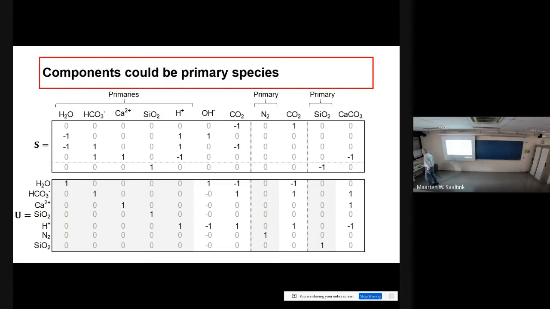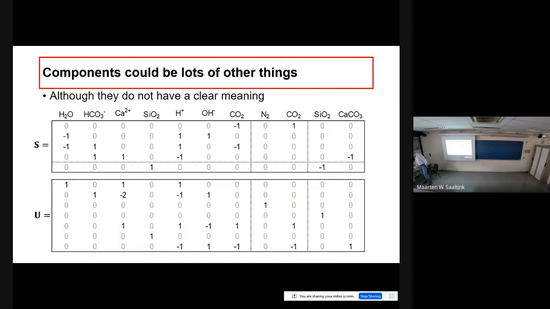But it is one way of making a component matrix, just selecting some species that are primaries, and the other ones, the secondary species, 3 in this case, are composed of primary species. But I could do a lot of other things. That is another one.